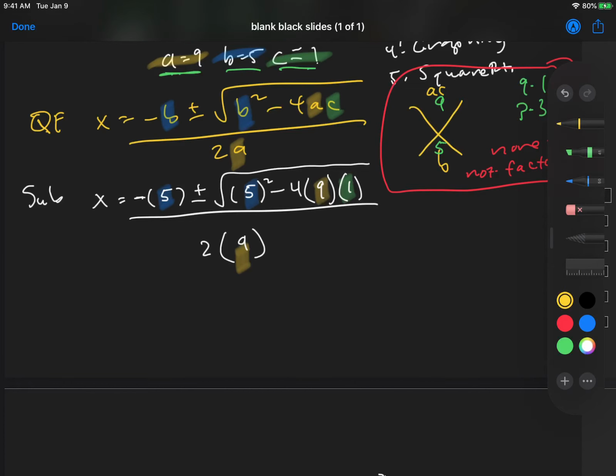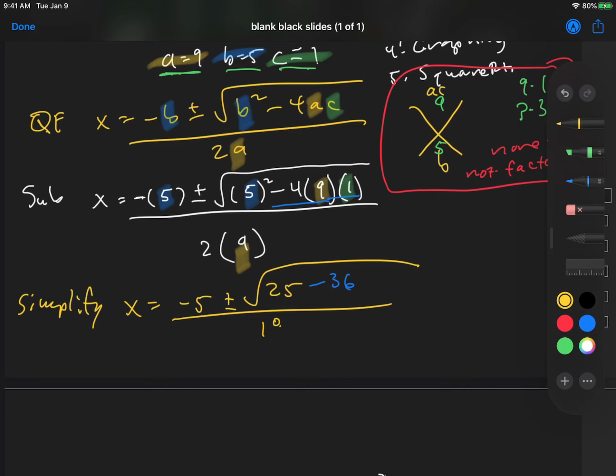Okay, so let's go ahead now and simplify. To simplify, we just take the opposite of negative 5. Sorry, opposite of positive 5, which is negative 5. 5 squared is 25. Now, if you're wondering what math operation to write over here, let me do this with you. Negative 4 times 9 is negative 36. Times 1 is still negative 36. And this would be all over 18.